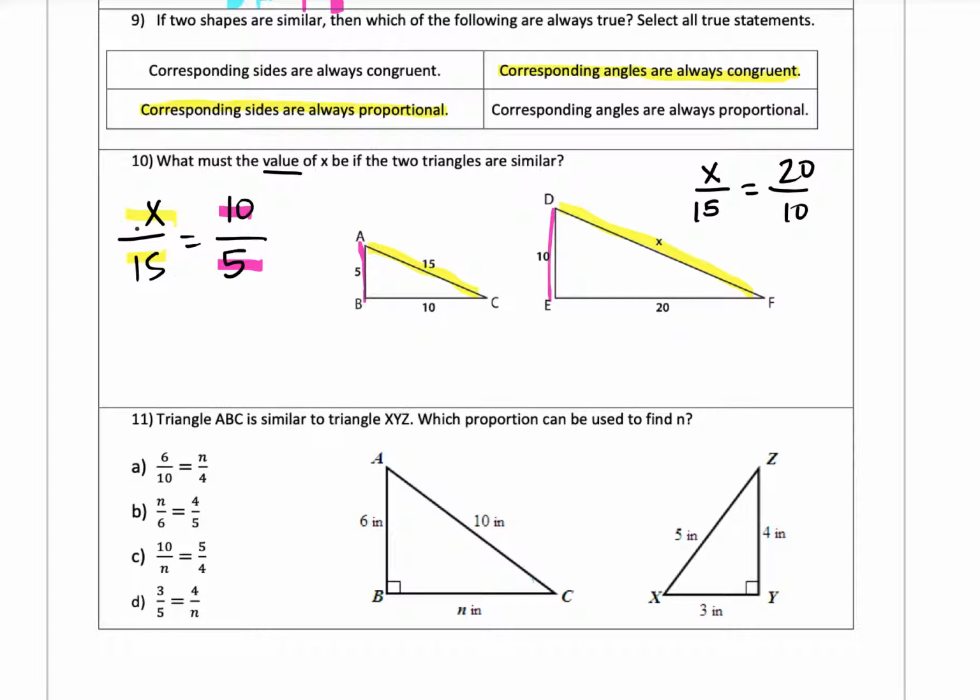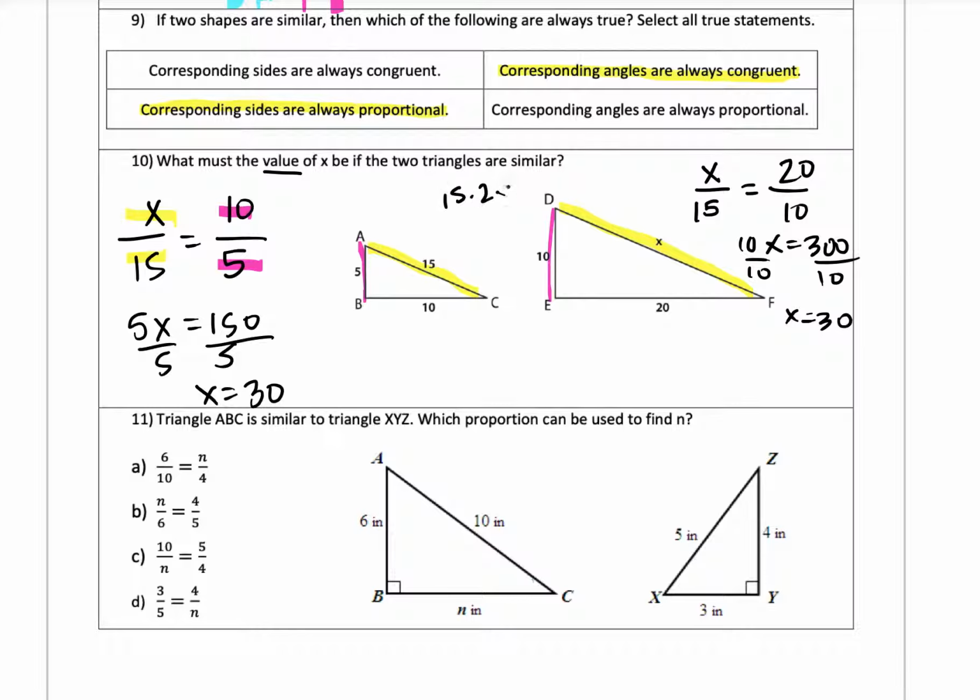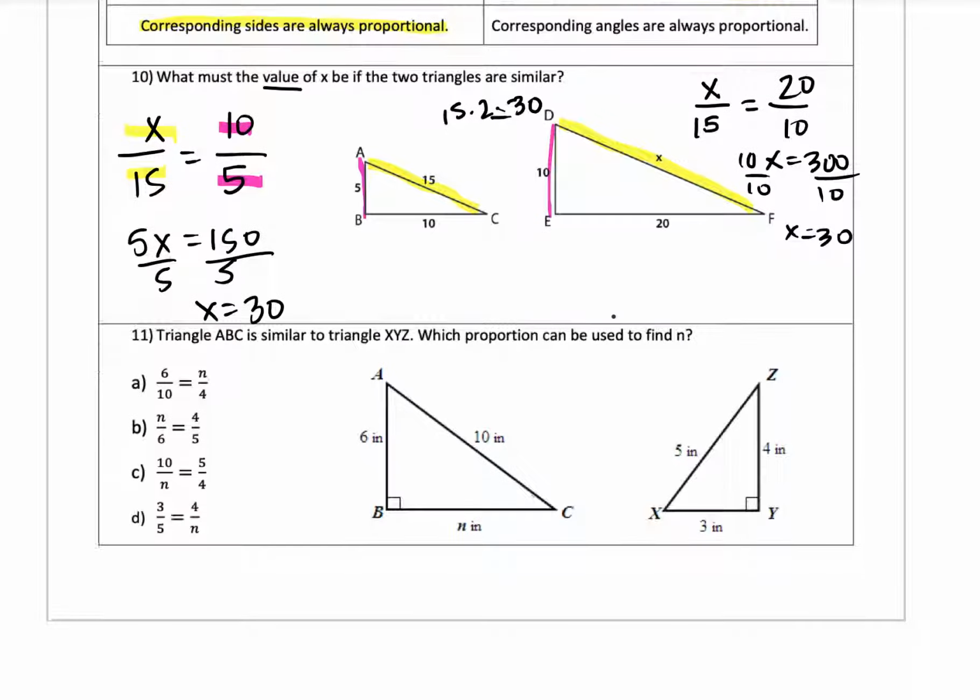If I cross multiply here, I get 5x equals 150, divide by 5 on both sides, so x equals 30. If I check this one, I get 10x equals 300, divide by 10 on both sides, so x equals 30 again. One other way you could do it is you could see, well, 5 to 10 would be 5 times 2. 10 times 2 gets me 20, so 15 times 2 would get me 30, and that's what that side would have to be. That's another way you can see that.